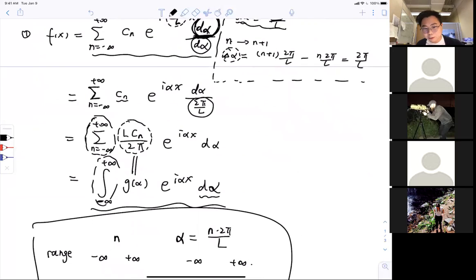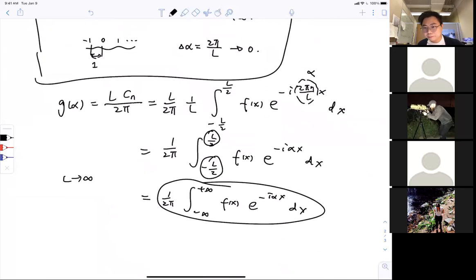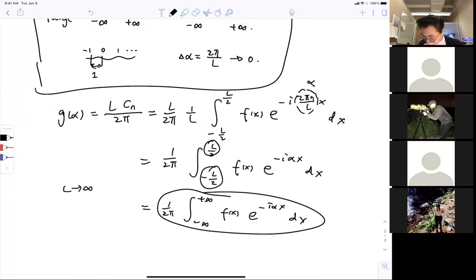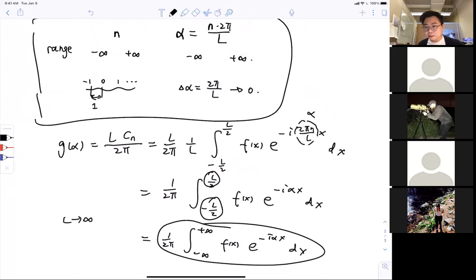So is it clear what I'm doing here? Any question about this part, this derivation?